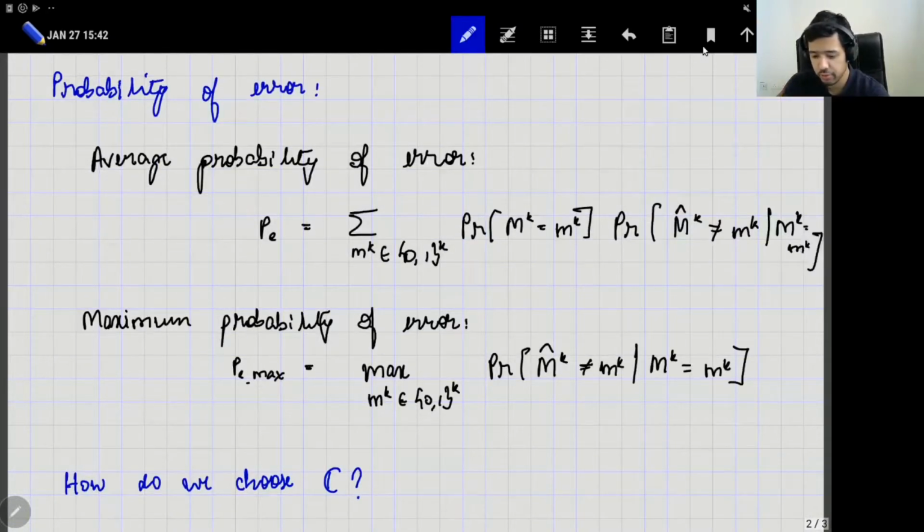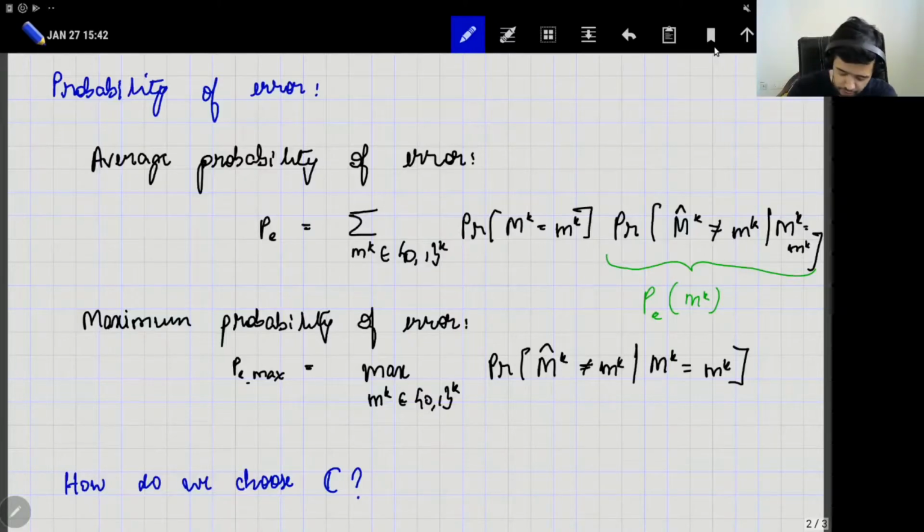So now that we have specified a codebook and a decoding rule, what can we say about the probability of error? Now even in the probability of error, there are two possible choices for how we measure the probability of error. One commonly used metric is the so-called average probability of error, which is the probability of error averaged over all possible message sequences. So suppose that you transmit a message m_k across the channel, then the probability of error conditioned on m_k being transmitted is this particular quantity.